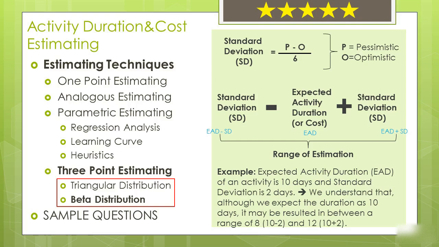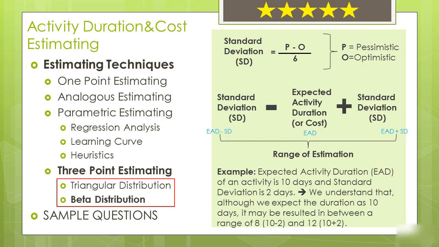For example, if expected activity duration EAD of an activity is 10 days and standard deviation is 2 days, we understand that although we expect the duration is 10 days, it may be resulted in between a range of 8, which is 10 minus 2, and 12, which is 10 plus 2.